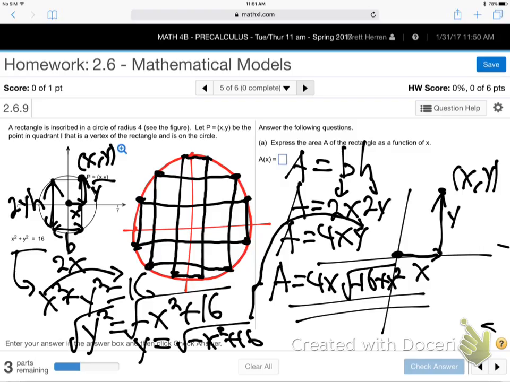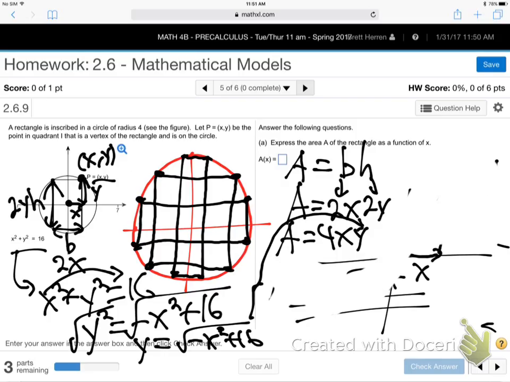Can you read that? I'm being a little scribbly there. Let me clean that up. Let me get rid of this graph over here.